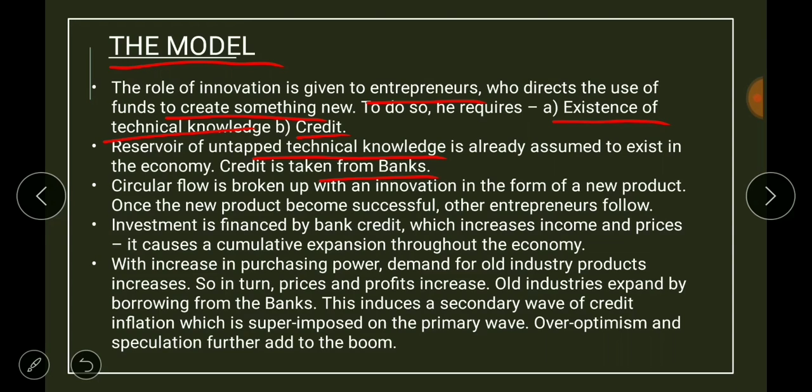Now, the circular flow is broken up with an innovation in the form of a new product. Once the new product becomes successful, other entrepreneurs follow. The investment is financed by bank credit, which increases the general level of income and prices in the economy. This causes a cumulative expansion throughout the economy. With increasing purchasing power, demand for all industry production increases. So in turn, prices and profits in the economy increase.